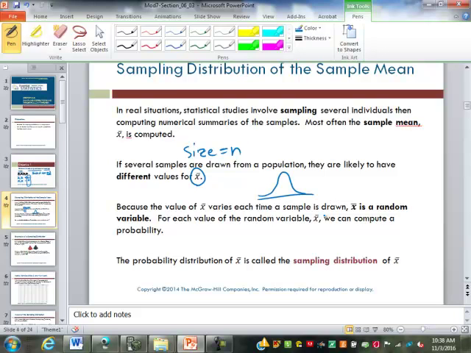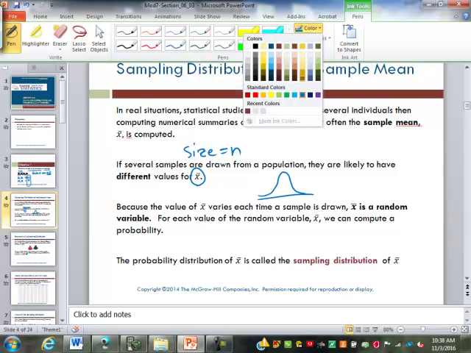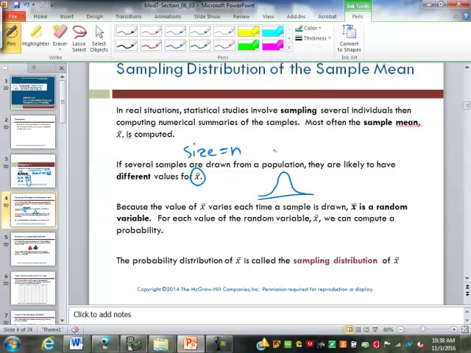Because the value of x bar varies each time a sample is taken, and not every sample is going to have the same mean, x bar is going to be treated as a random variable. Now, how is this going to compare to the individual values for the population? So let's say here is our population, the distribution of all the individual values. Well, I take my sample and find its mean, and the means are scattered all over, so I'm going to graph those sample means.